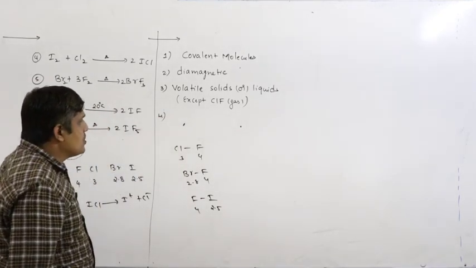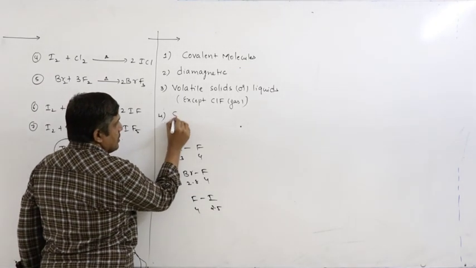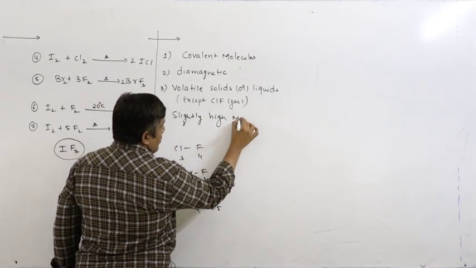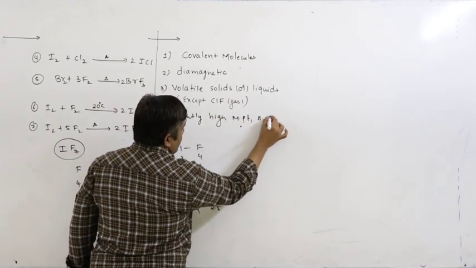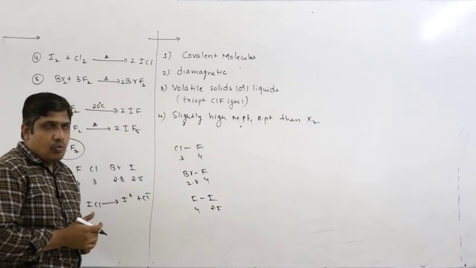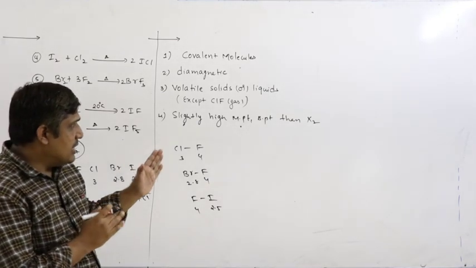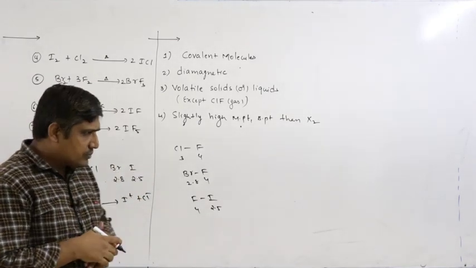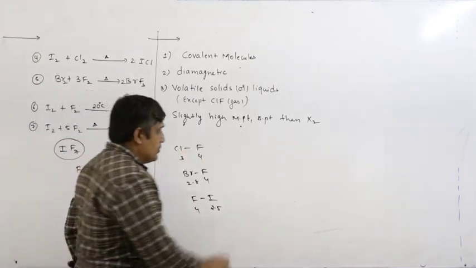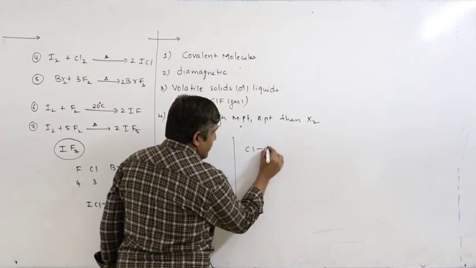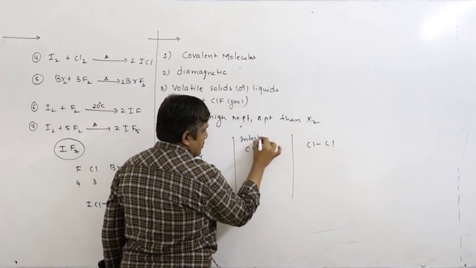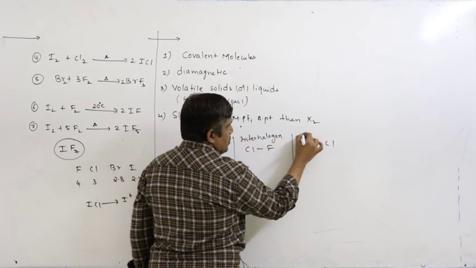Next, they have slightly high melting points and boiling points than the corresponding halogens. So why do they have slightly high melting and boiling points? Slightly high means very little. The reason is again the difference in electronegativity. If I take for example ClF and Cl2, this is an interhalogen, and this is a pure halogen.